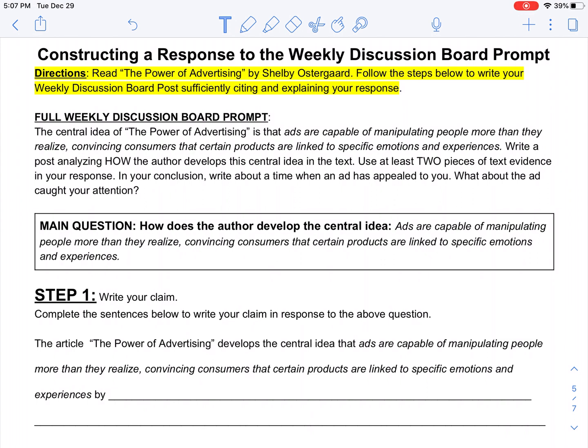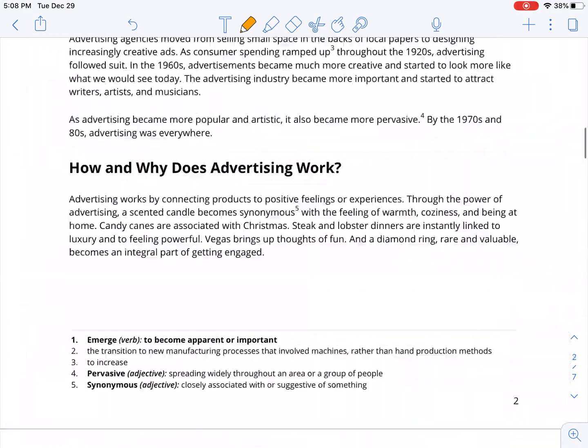In your conclusion, write about a time when an ad has appealed to you. What about the ad caught your attention? So we want to focus specifically, and this is where analysis is really tricky sometimes. They've given us the central idea. It's no longer what is the central idea. It's how did the author develop this central idea that they've already provided for us. So we're looking for ads manipulating, ads being linked to emotions and experiences as we read. And how did the author get from point A to point B?